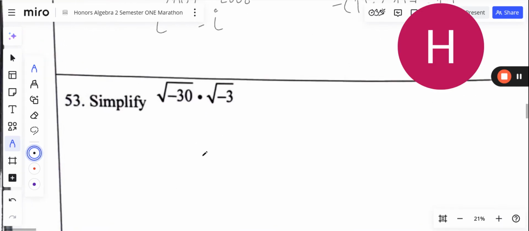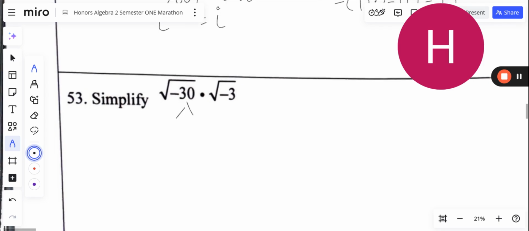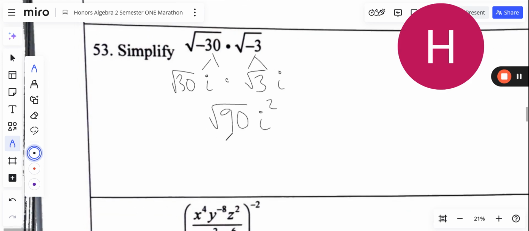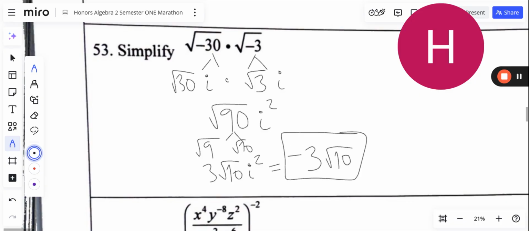Okay, let's finish up this part with this final work on some imaginary radicals. Just remember that this is the same as square root of 30 times i. And this is the same thing as square root of 3 times i. So is there anything that we can do here? Oh, we're multiplying, not adding them. Got it. So we can multiply these together, and we can make it square root of 90 i squared, which can break up into square root of 9 times square root of 10, which gives us 3 square root of 10 times i squared. Remembering that i squared is negative 1, so this is negative 3 square root of 10. Very interesting.